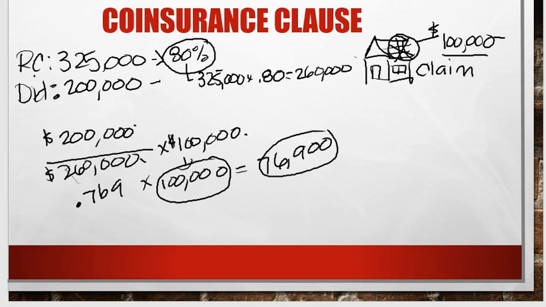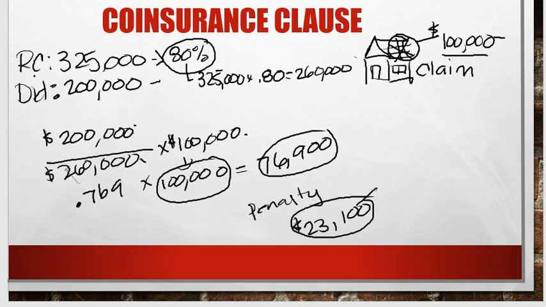Okay. The coinsurance penalty is the difference between the two, the difference from the 100, which is $23,100. This is what was not paid because we didn't insure it for at least 80%, which is the coinsurance percentage. So in order to have sufficient coverage, we should insure our home at least 80%, if not 100%, but 80%.